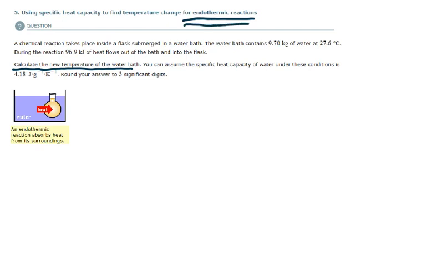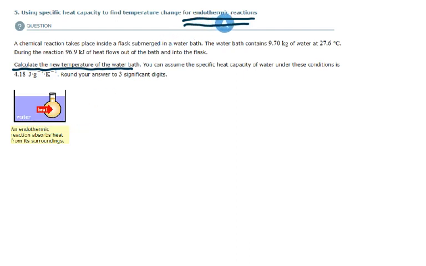It's an endothermic reaction. So right off the bat, I can predict that the new temperature of the water bath is going to what? Go up or go down? I can predict that the new temperature is going to go down. Why? Look at this schematic of the reaction. The reaction is taking place inside of the flask, and the flask is sitting in a water bath.